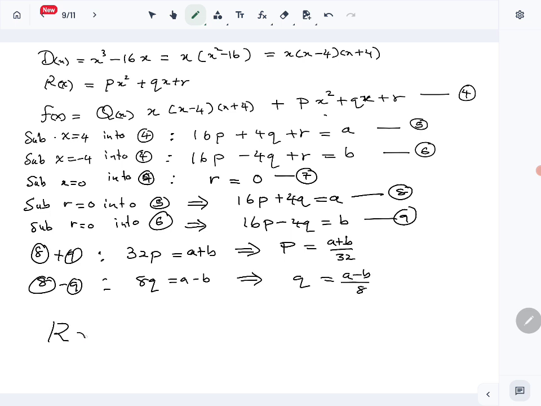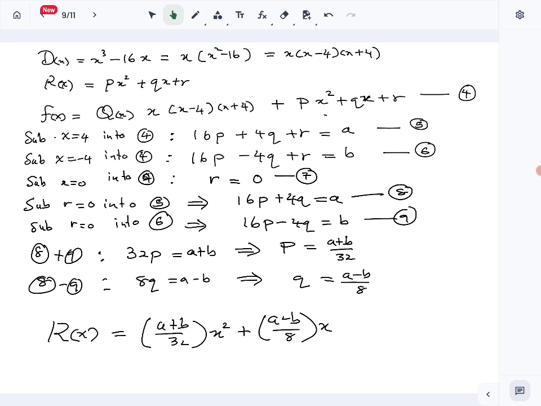So then the new remainder when you divide by x cubed minus 16x is what? Px squared plus qx plus r, where r is 0, p is this value and q is that value. So you get (a plus b) over 32 x squared plus (a minus b) over 8 x. So that is the remainder when you divide by x cubed minus 16x. Right.